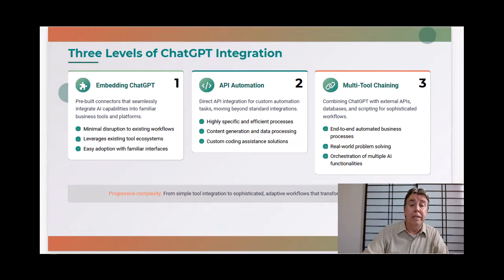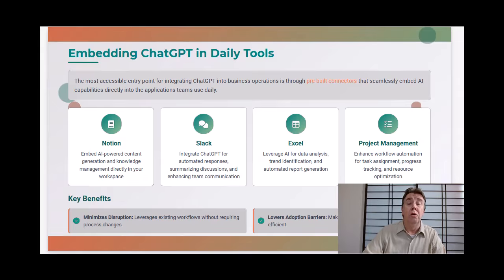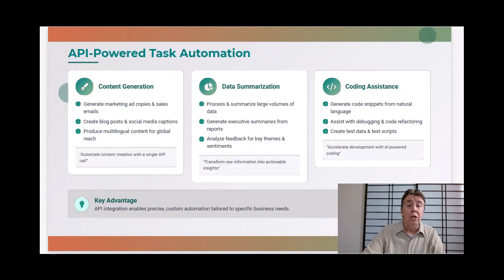Here are the 3 levels of ChatGPT integration. You can embed ChatGPT. There's API automation and multi-tool chaining. You can also embed ChatGPT in some of the daily tools that you use, like Notion, Slack, Excel, and project management. You can use ChatGPT for content generation, data summarization, and coding assistance.